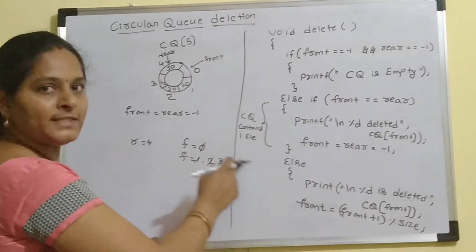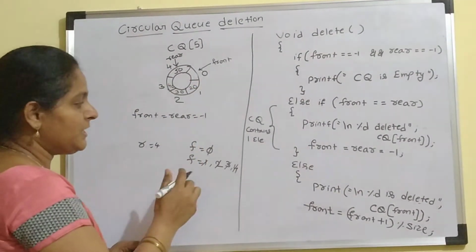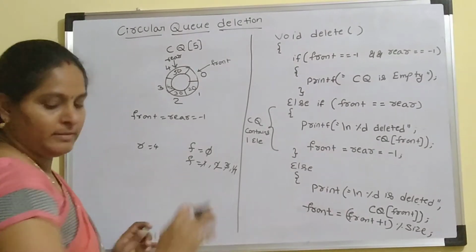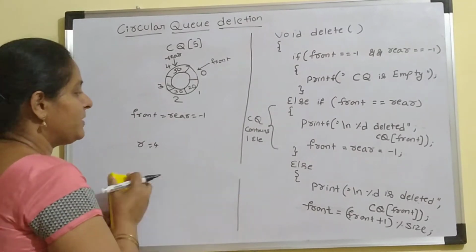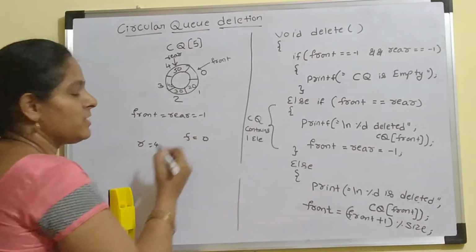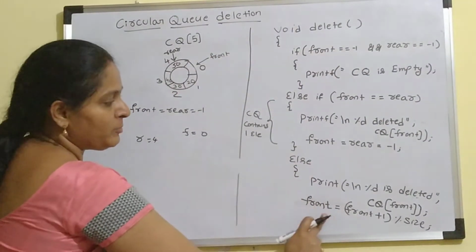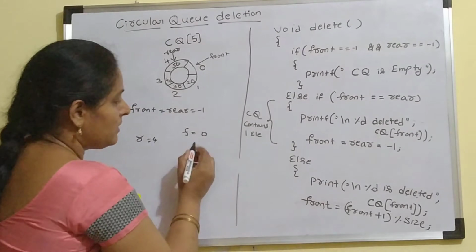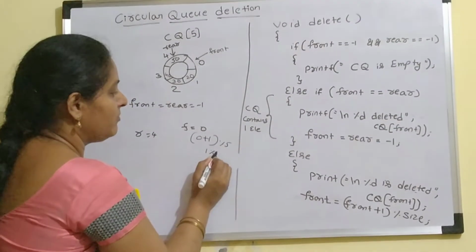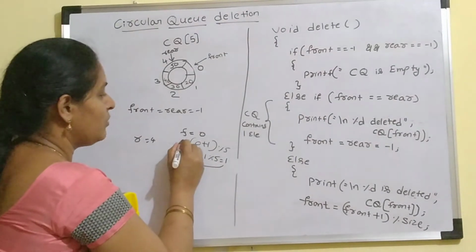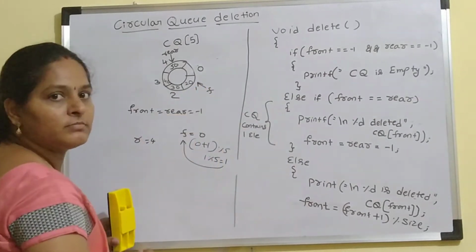Now try to understand the meaning of this statement. Just assume that I am deleting 10. Before deletion of 10, front equals 0. Now check this statement. After deletion of 10, what is the front pointer position? 0 plus 1 mod 5, so 1 mod 5 means 1. So front becomes 1, right? So front moves to the first position.